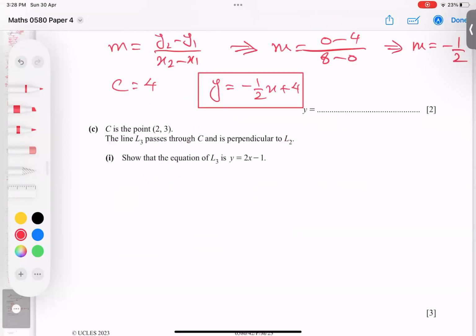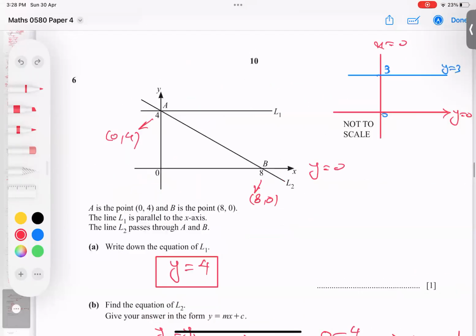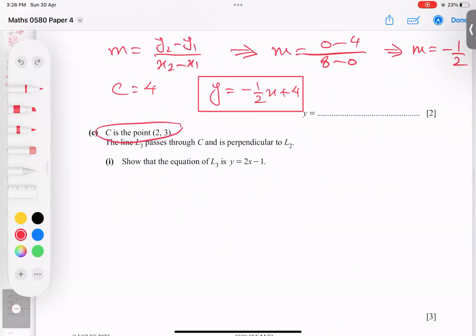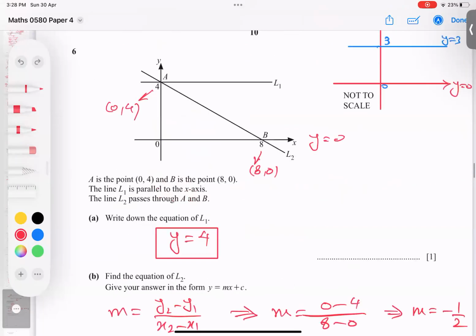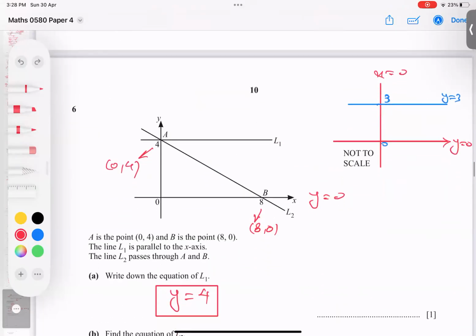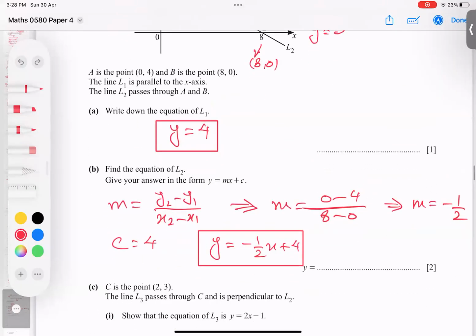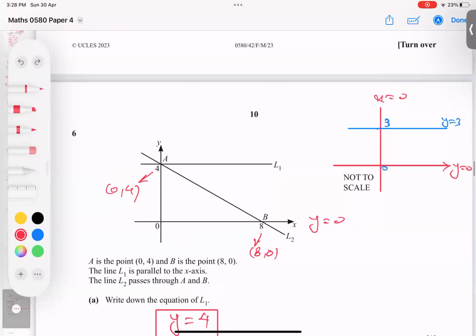And he's saying C is (2, 3). Where is C mentioned? C is not mentioned here. No problem. C is (2, 3) and the line L3 passes through C and perpendicular to L2. Very interesting. I repeat again. Okay, I show on the diagram if possible. C is (2, 3). Where's (2, 3)?